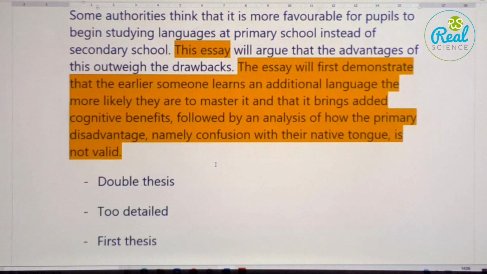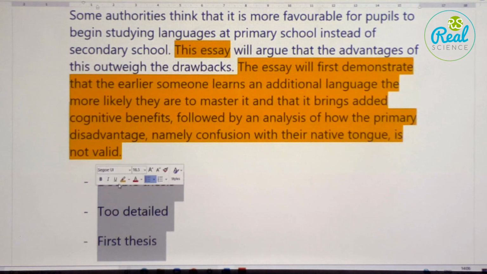When you want to give the points, when you want to name the points, that's okay, but do not go into details and discuss, because you will be repetitive in the body paragraph. So that's why avoid it. And do not give a double thesis statement.